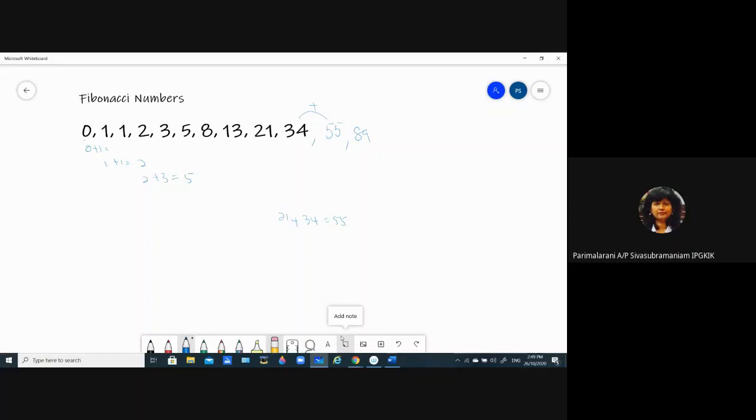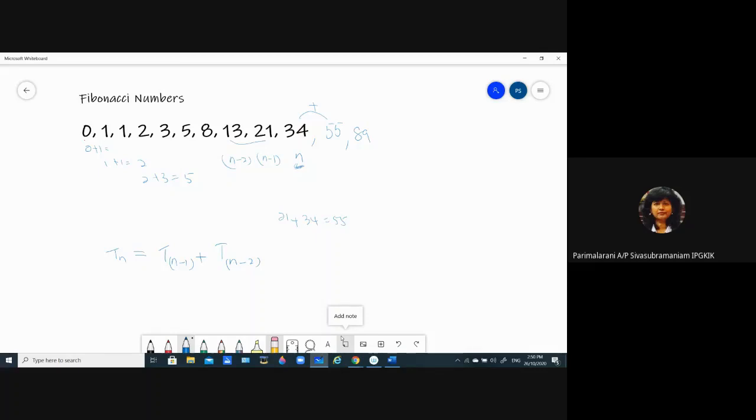So what is the term n? The nth term is equal to term n minus 1 plus term n minus 2. If this is term n, then to get 34, we add these two numbers. 21 is term n minus 1. This is term n minus 2. So to find Tn, it is term n minus 1 plus term n minus 2.